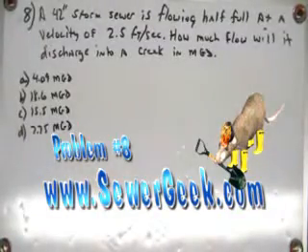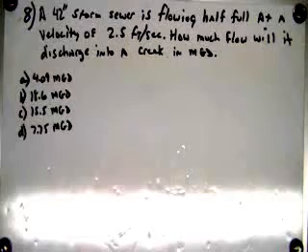Problem number 8 from the Wastewater Collection Math book on SewerGeek.com. A 42-inch storm sewer is flowing half full at a velocity of 2.5 feet per second. How much flow will it discharge into a creek in MGD? All right, there's a couple of things that are going to jump out at you here.